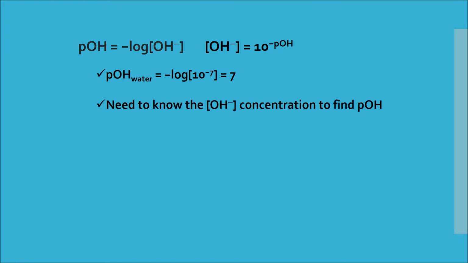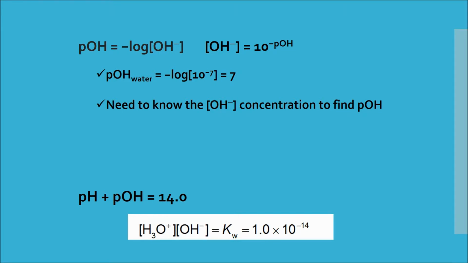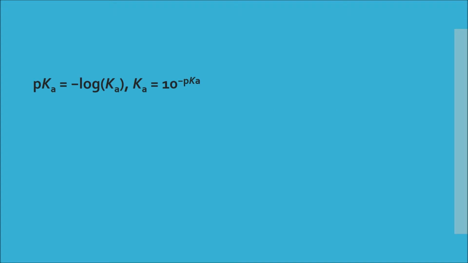Now, the pH-pOH relationship is defined by pH plus pOH is equal to 14. So in a solution where you have the concentration of H3O plus and OH minus, we call that product Kw, and Kw is equal to 1 times 10 to the minus 14. And this is why pH plus pOH is equal to 14.